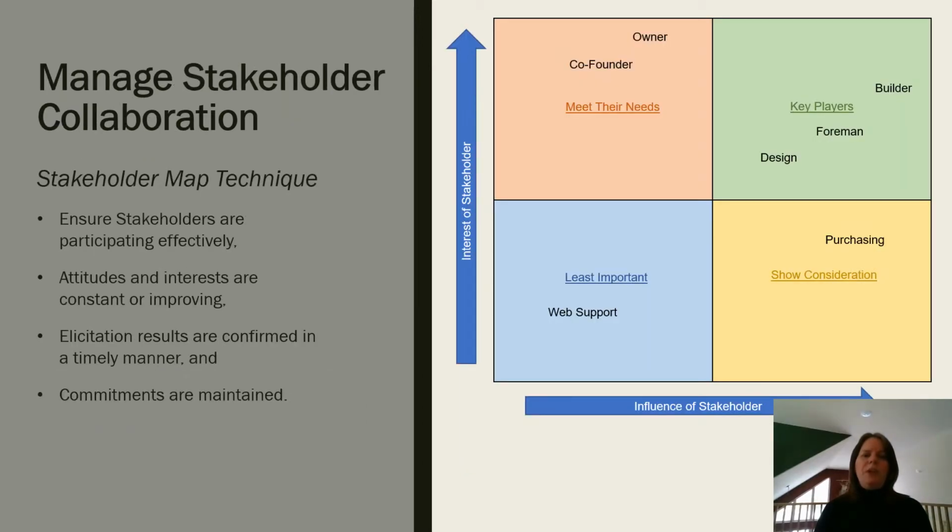The purpose of the Manage Stakeholder Collaboration task is to encourage stakeholders to work towards a common goal. The stakeholder map lays out the level of interest the stakeholder has in the project and the level of influence of the stakeholder. Based on the layout, I can determine if the stakeholders, based on their roles, are participating effectively, their attitudes and interests are constant or improving, the elicitation results are confirmed in a timely manner, and that commitments are being maintained.